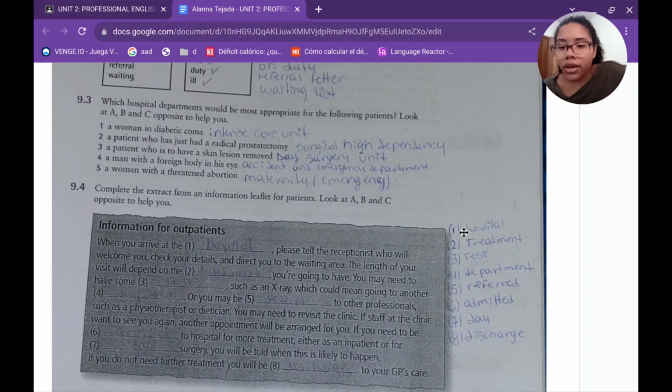Complete the extract from an information leaflet for patients. Look at A, B, and C opposite to help you.